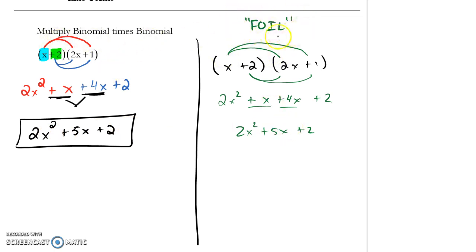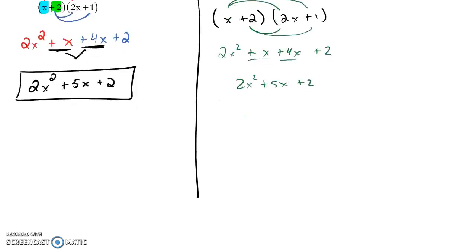This is just a way to help you remember it, but it only works when you have binomial and binomial. That's why I don't teach it as a FOIL method. I teach it as the distributive property, because we're going to see in the next video or two where we get to bigger polynomials that this FOIL method won't necessarily work for.